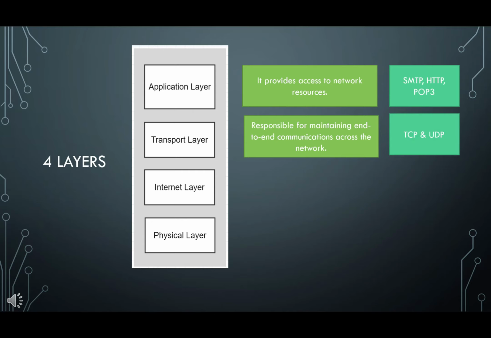TCP is the reliable message protocol, but we cannot guarantee the speed. However, when it comes to UDP, message delivery may not be the priority, but speed of delivery is the priority for UDP.